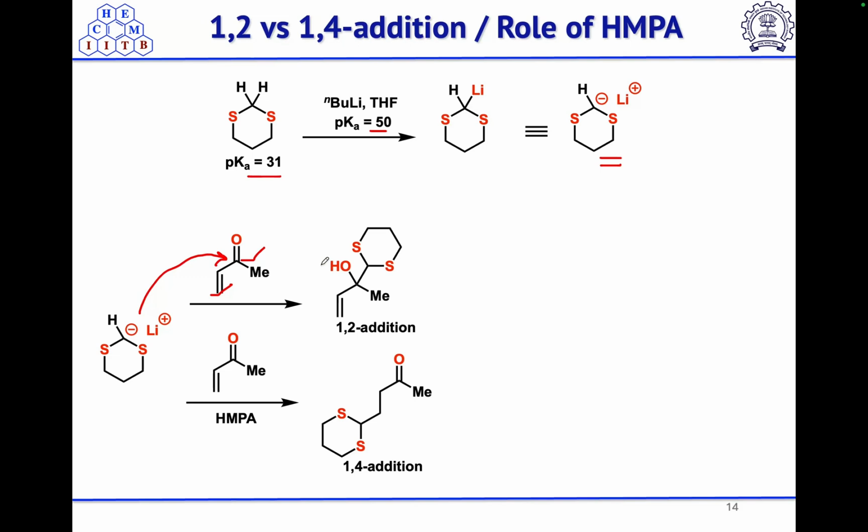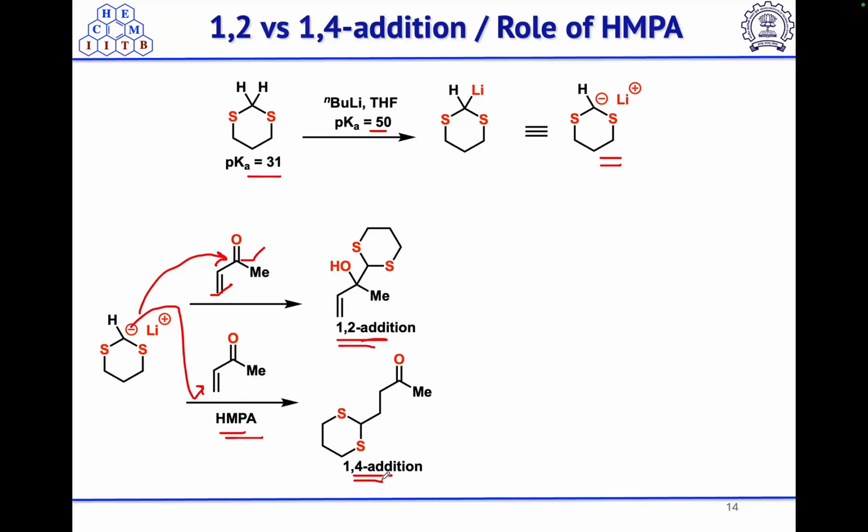Okay, now interestingly, if you use HMPA, the reactivity changes. In this condition it will add to the beta carbon, so basically 1,4 addition. Very interesting. In the first case, without using HMPA, we get the 1,2 addition product, the tertiary alcohol, and when you add HMPA, you get the 1,4 addition product.